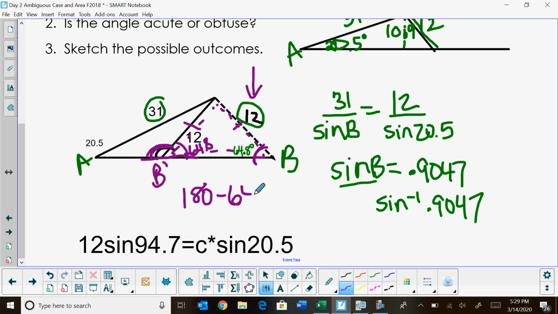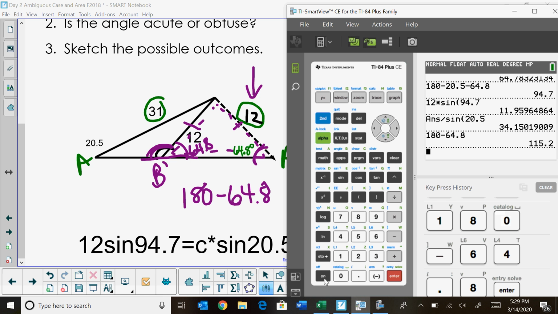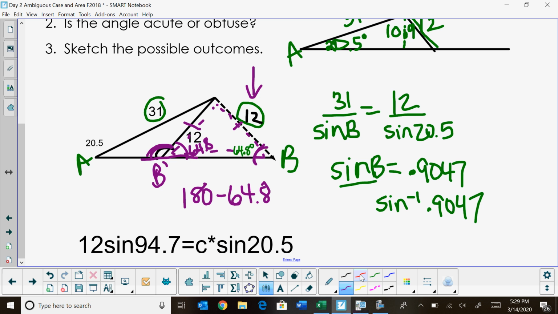So I'm going to take 180 and subtract 64.8, which was my original B, and I get 115.2. 115.2 is the other possibility for B. So A is going to remain 20.5. That was a given. There's nothing we can do, it's not going to change. Side B is going to remain 31. It was given. Side little a is still 12. But what is going to change is angle B, angle C, and side C.